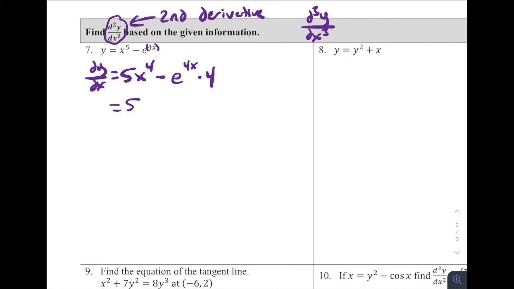So I'll just rewrite this. This is 5x to the fourth minus 4e to the 4x. That's the first derivative. If we want the second derivative, well, we take the derivative of that first derivative.